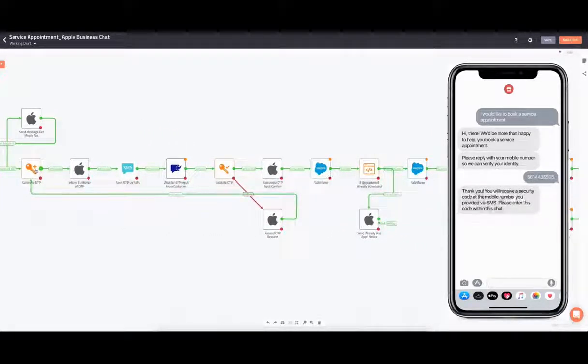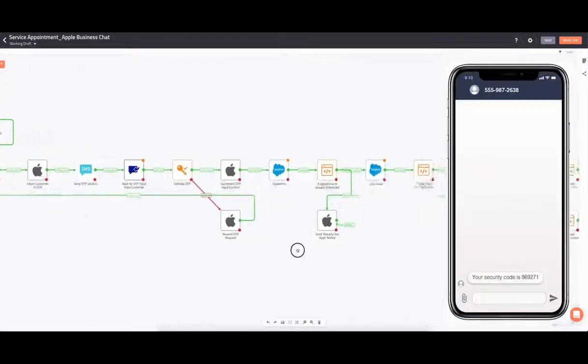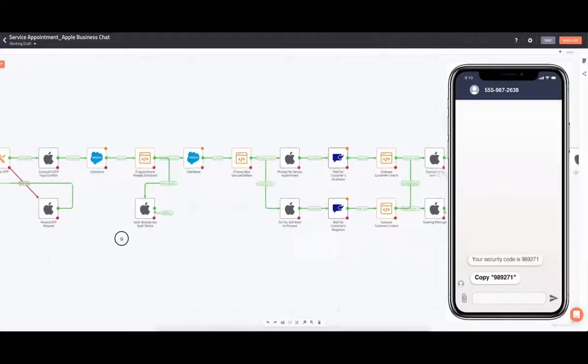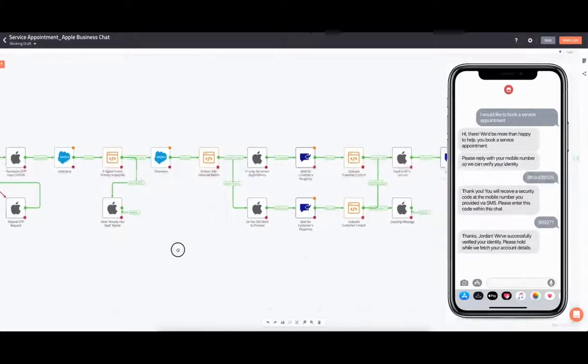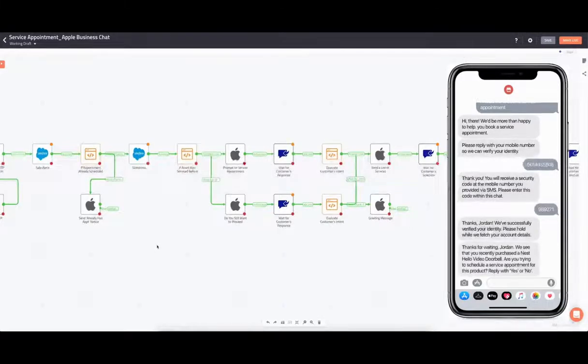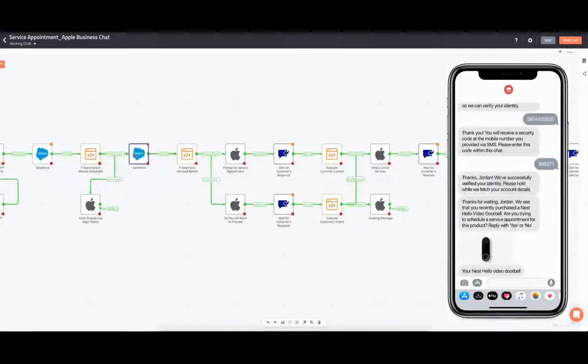Not only is this a great way to store the person's Apple Business Chat opaque ID against our customer record in the CRM for future use, but we can also begin to use previous engagement context to personalize the experience and ensure it's more relevant. Once we've successfully validated and authenticated the customer, we can leverage that context from Salesforce to ask about a particular product or service, becoming more contextual.